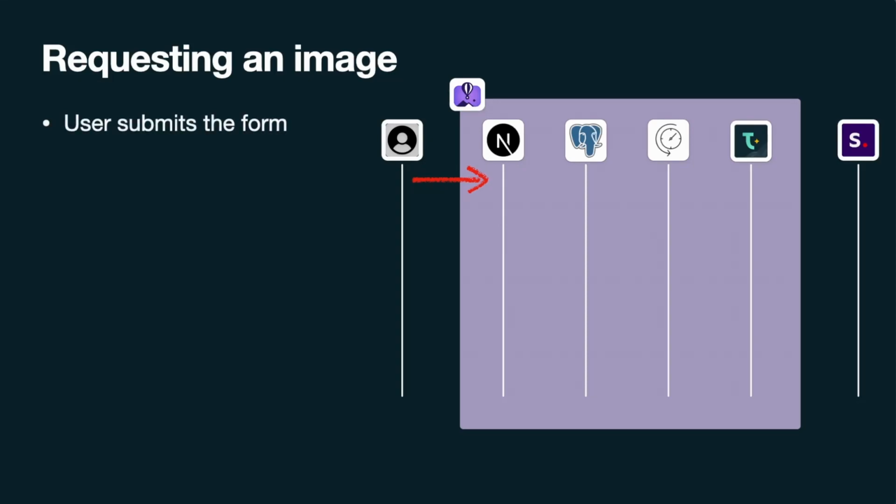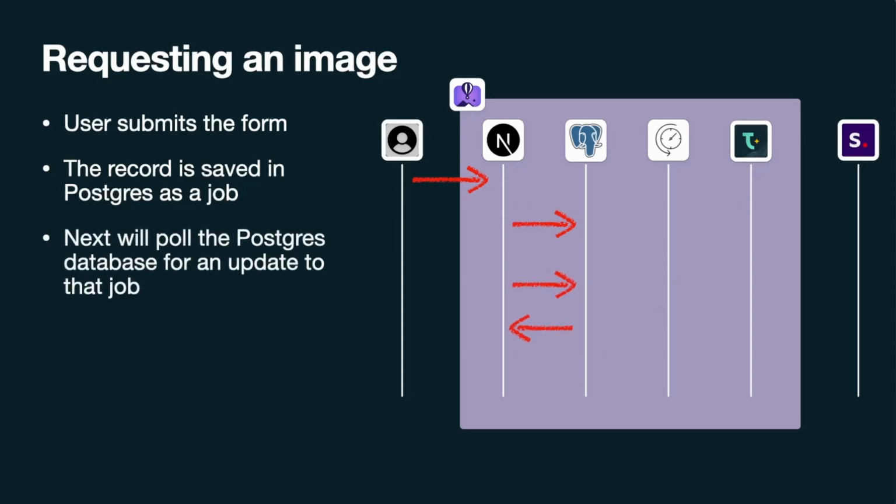The first thing that happens when the user submits the form into Next.js is the record is stored inside of a database as a pending job. This includes the prompt, the dimensions, the time it was created, as well as the status of pending, so this way it knows that an image for that job does not exist yet, but it needs to be created. Next up, Next actually has a special component that will poll the Postgres database for updates to the job, provided they are in a pending or in progress state. This is what allows for the asynchronous nature of this application.